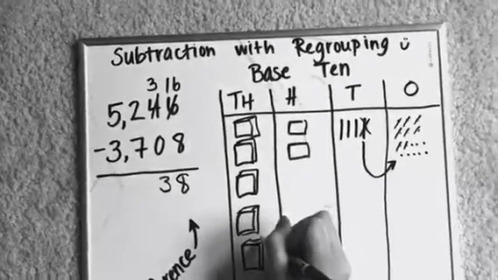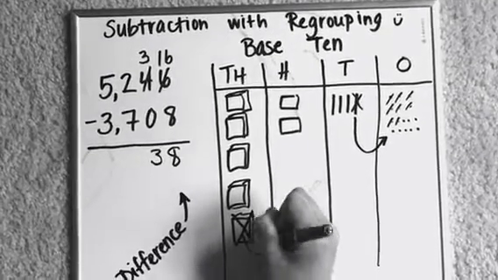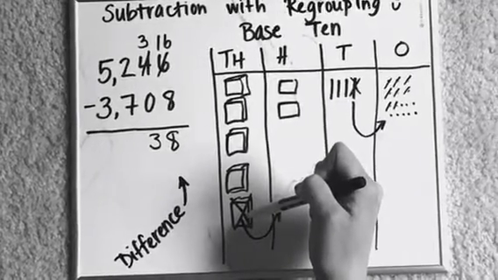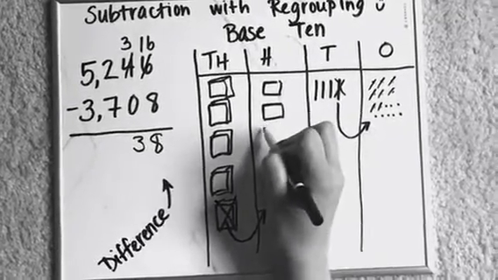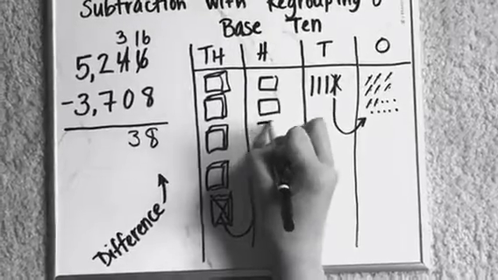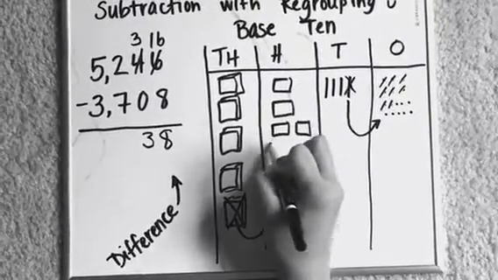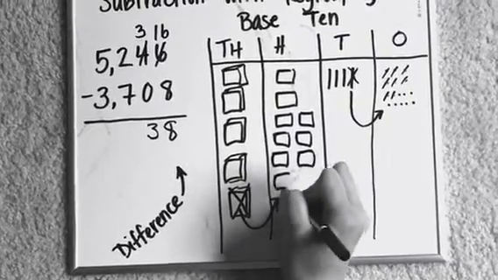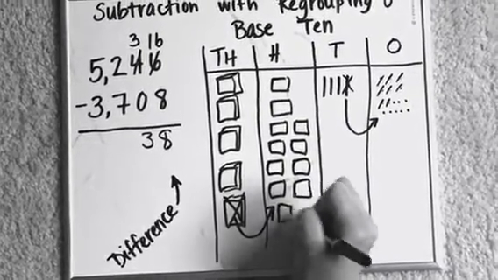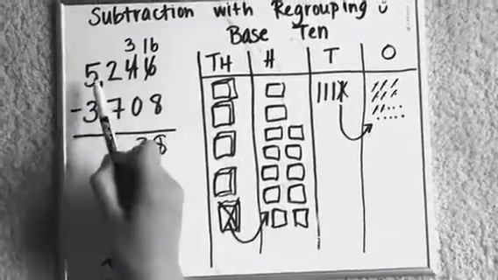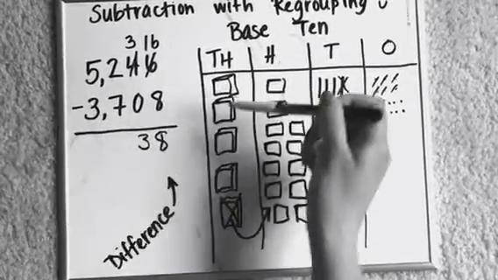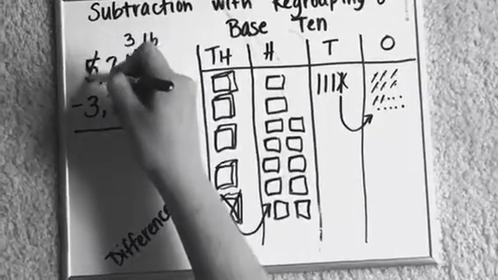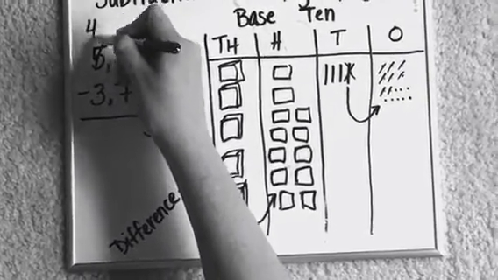So what I'm going to do is take one of my thousands blocks and move it to my hundreds place. Well, how many hundreds are in 1,000? 10. So I'm going to go ahead and move 10 hundreds over here. All right, let's check our work so far. I no longer have 5 in the thousands place. I only have 4 because I moved some over to the hundreds.